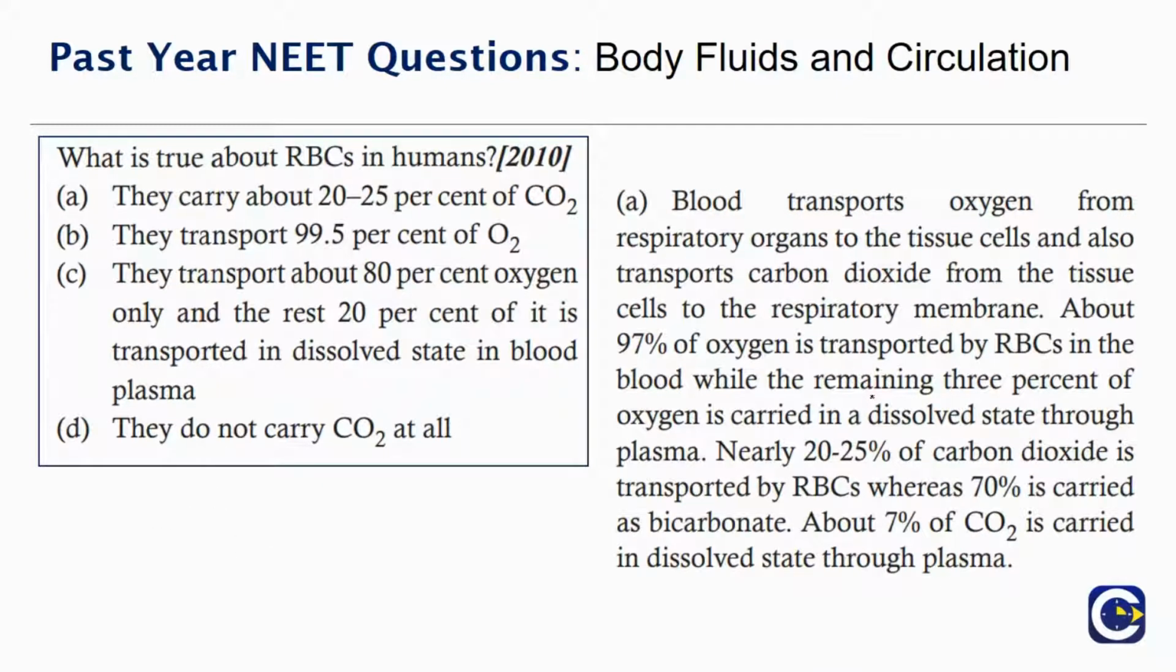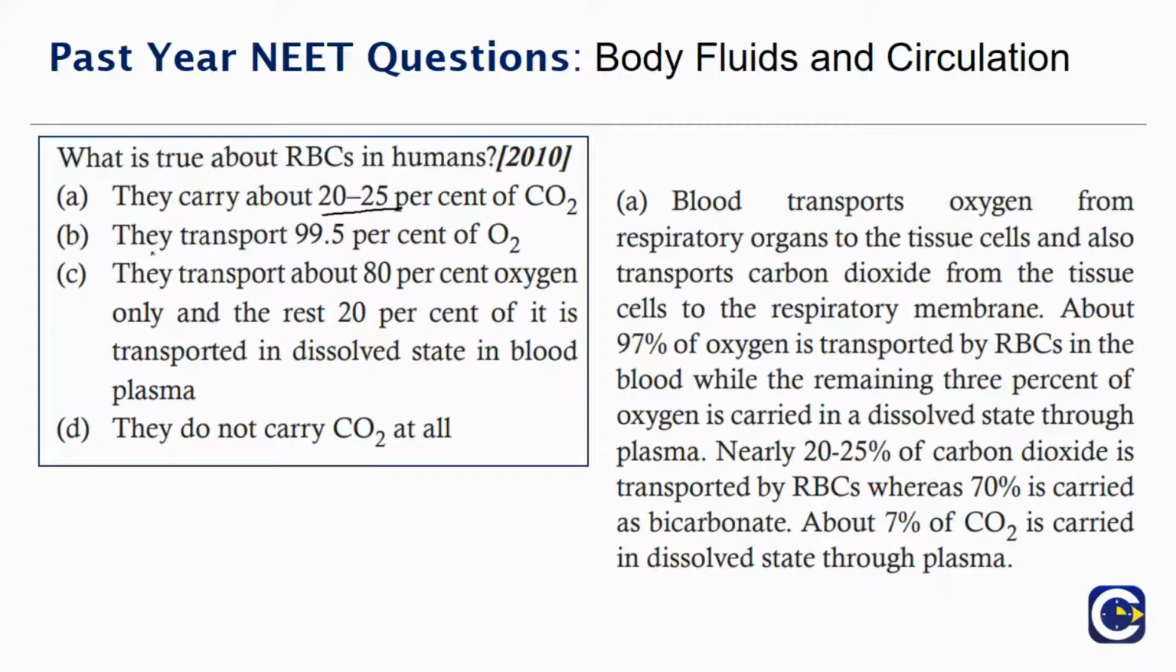What are true about RBCs in human? They carry about 20 to 25% of the CO2. They transport 99.5% of the oxygen. They transport about 80% of the oxygen only, and the rest 20% of it is transported in dissolved state in the blood plasma. They do not carry CO2 at all. So reading the first statement, they carry about 20 to 25% of the CO2. That is actually correct, as carbaminohemoglobin.